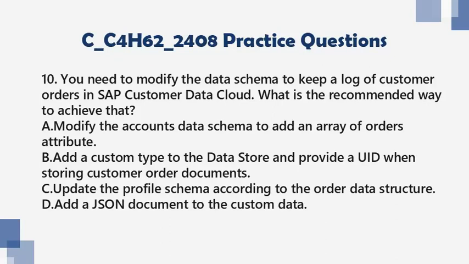10. You need to modify the data schema to keep a log of customer orders in SAP Customer Data Cloud. What is the recommended way to achieve that? A. Modify the accounts data schema to add an array of orders attribute. B. Add a custom type to the data store and provide a UID when storing customer order documents. C. Update the profile schema according to the order data structure. D. Add a JSON document to the custom data.